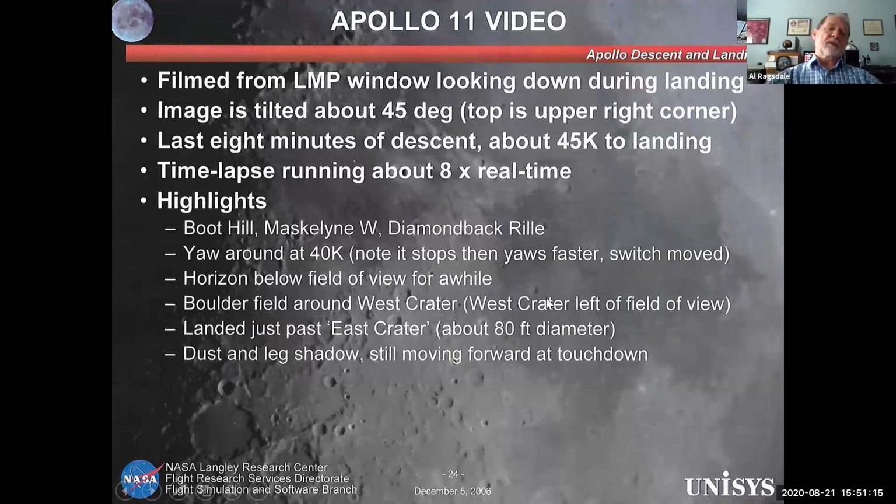Aldrin couldn't see it. It was on the left side. Armstrong could see the crater, and with that LPD, he could see that he was aimed for very near or in the middle of that crater. So he had to take over manually at about 550 feet and fly across West Crater. And then when he got down to about 70 feet, there was a crater they called East Crater or Little West Crater, about 80 feet in diameter, that he didn't want to land in either. So you notice there's a lot of dust kicking up, and you can see the leg shadow, and he was still moving forward at touchdown in the film.